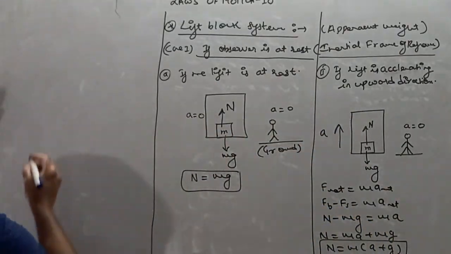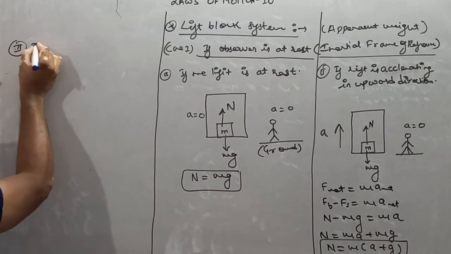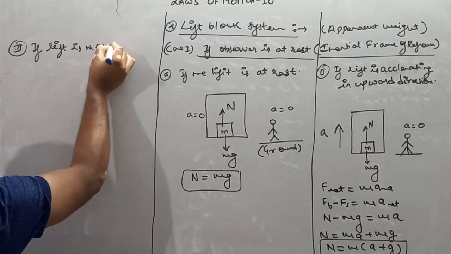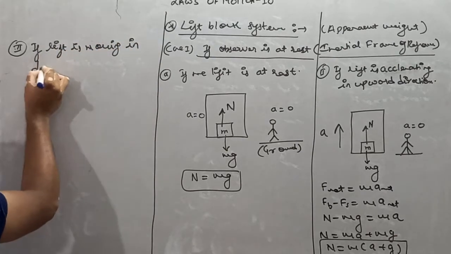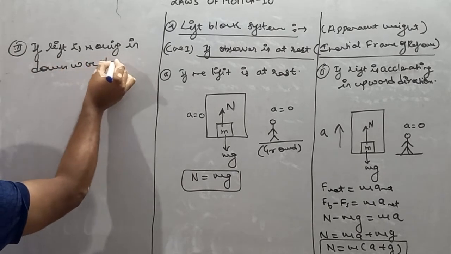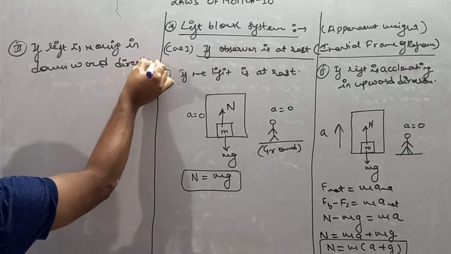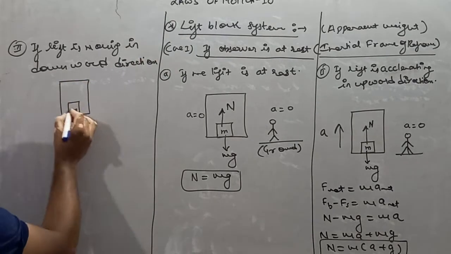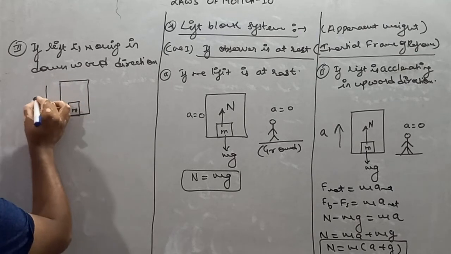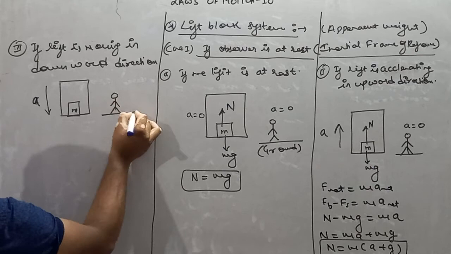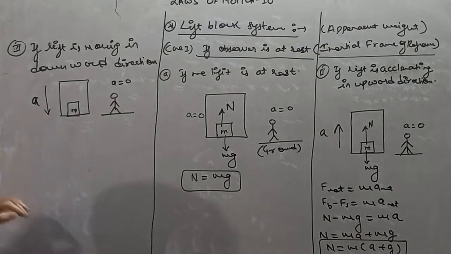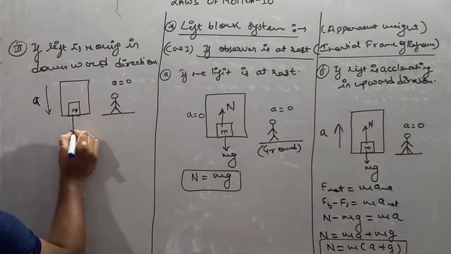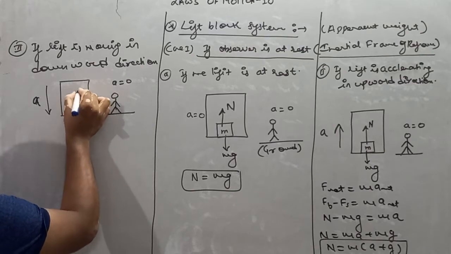Moving forward, now I am discussing case 3, if the lift is moving in the downward direction. Let's suppose this is a lift, a block is placed inside the lift, and the lift is moving in the downward direction with acceleration a. I am standing here, my acceleration is 0 because we are considering the observer to be in an inertial frame of reference. So vertically downward it is mg, and upward the normal reaction force.